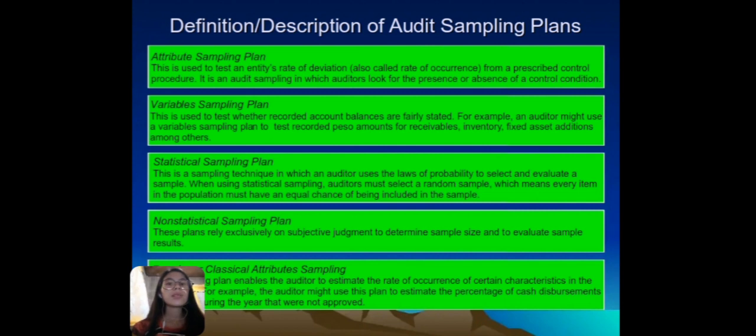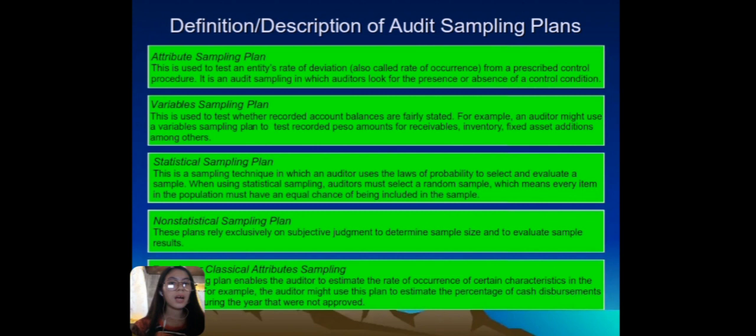The third one is the statistical sampling plan. When we say statistical sampling plan, this is a sampling technique in which an auditor uses the laws of probability to select and evaluate a sample. When using statistical sampling, auditors must select a random sample, which means every item in the population must have an equal chance of being included in the sample. The fourth one, we have the non-statistical sampling plan.